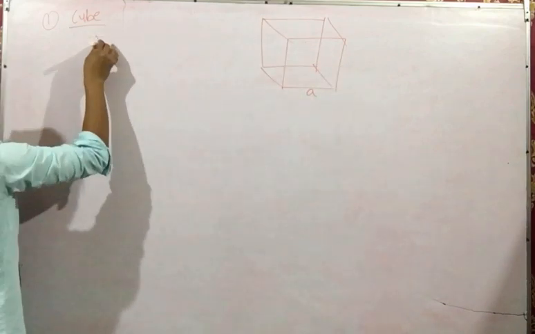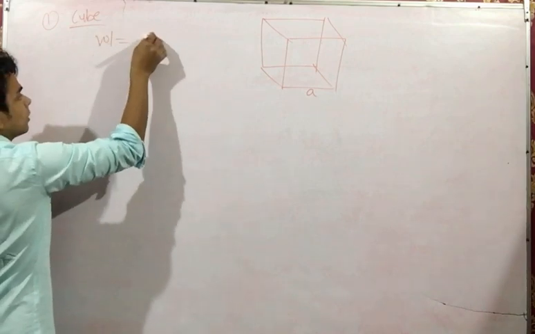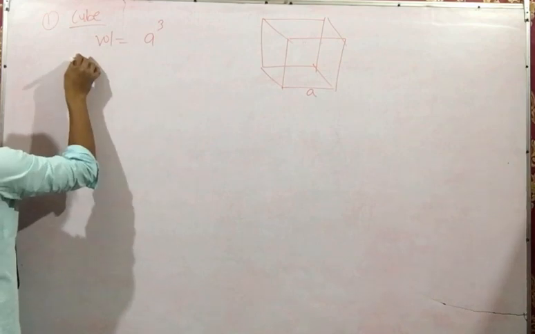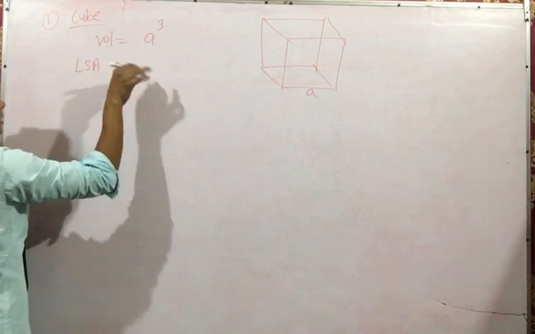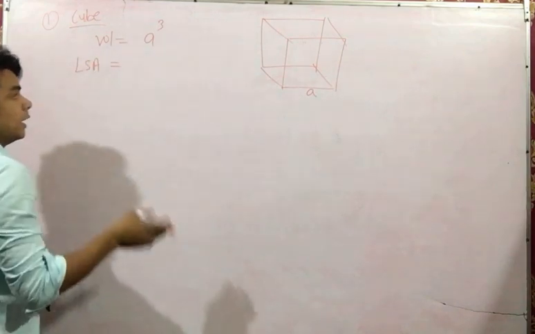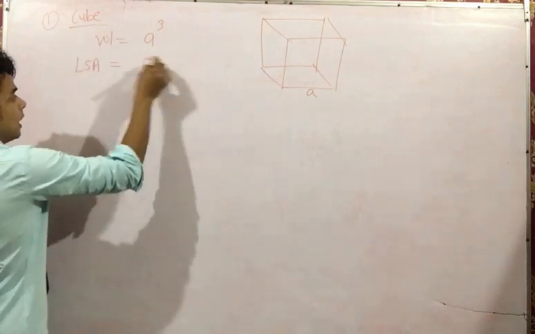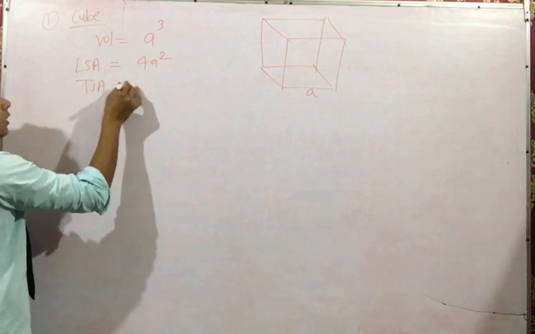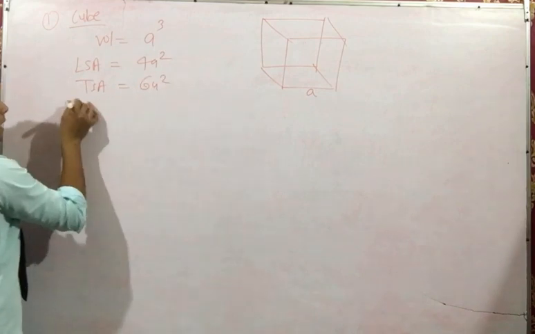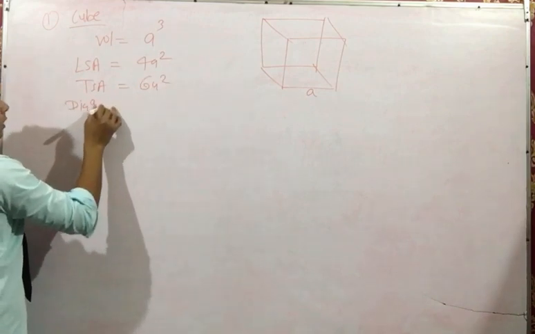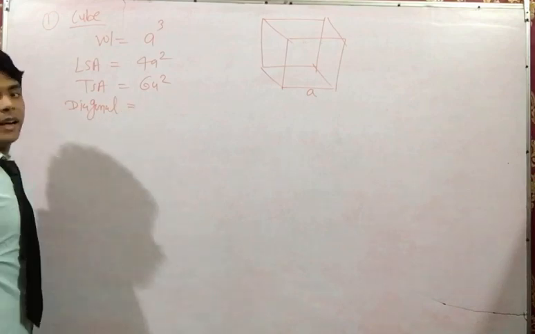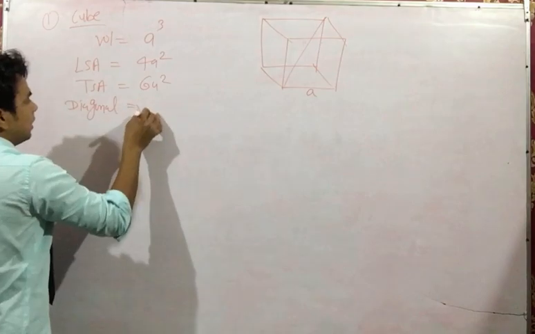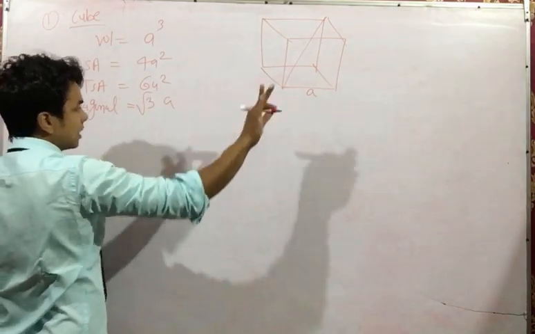So first of all you find the volume. The volume of cube is A cube, side cube. Then you find the lateral surface area. Lateral surface area means area of 4 walls excluding the roof and floor, and it is 4A square. Then we will find total surface area. It is 6A square, and at the last we will find the diagonal. Diagonal means from this corner to this corner. It is root 3 A.